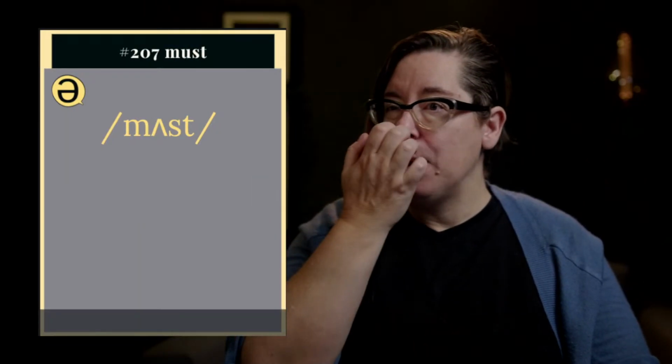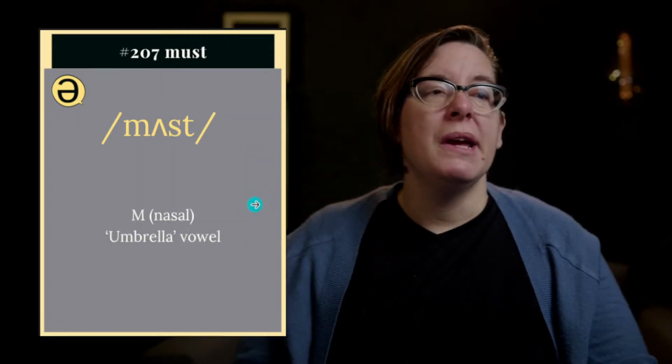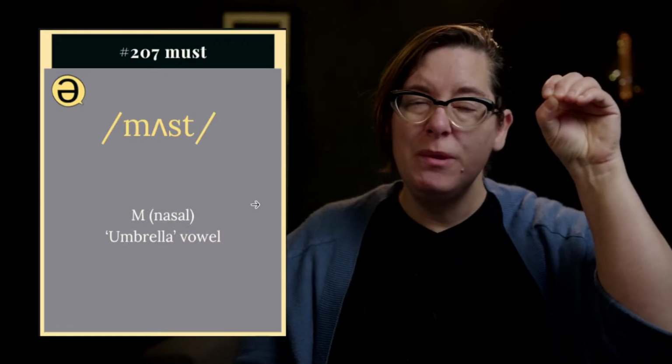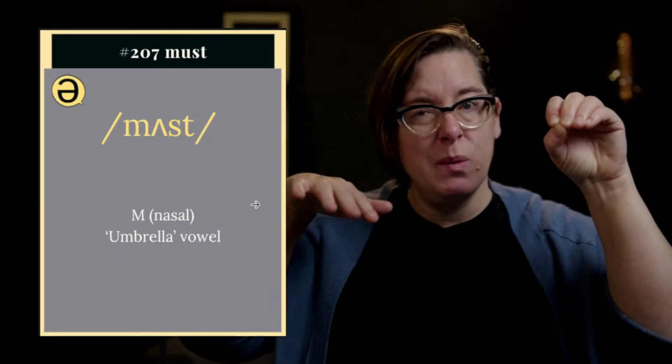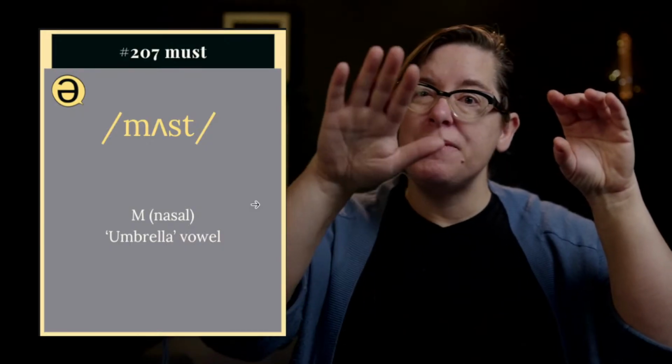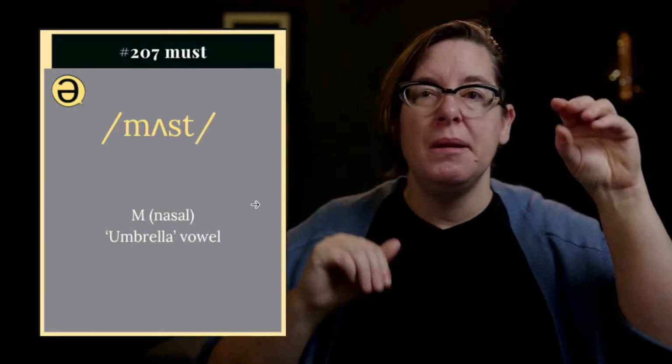Oh, look what we have here. We have our little umbrella sound again. We've done the M, we've done the ST, we've done the umbrella sound. This should be perfect, right? It's m, m. My tongue is in the middle for that umbrella sound. My two lips are closed, so my tongue is already in the middle, waiting, right? M, m, m, m. And then my tongue goes up for the S and the T. Must, must, must, must.